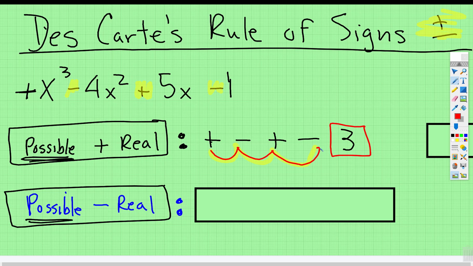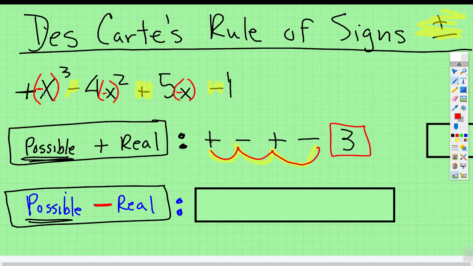It doesn't mean that that's how many real roots there will be, but there's a possibility that there will be 3. Now let's check for negative. Remember, when it's negative, what you would do is negate all of the x's and then see what happens.